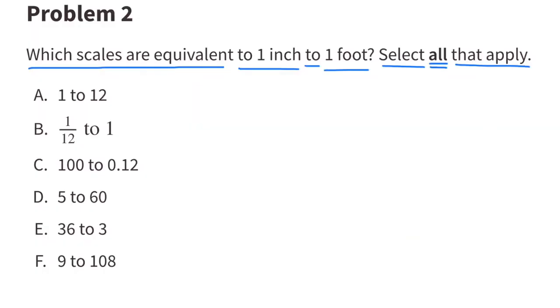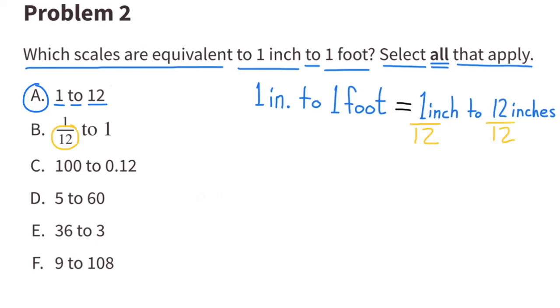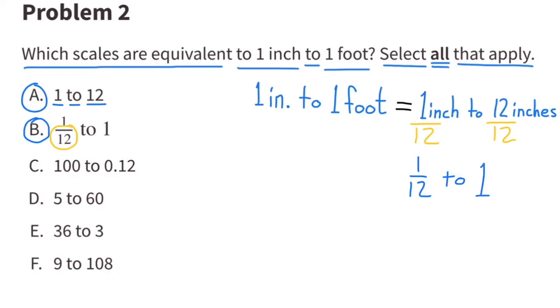Number 2. Which scales are equivalent to 1 inch to 1 foot? Select all that apply. 1 inch to 1 foot is the same as 1 inch to 12 inches. So A, 1 to 12 would be equivalent to 1 inch to 1 foot. 1 inch divided by 12 would be 1/12 of an inch, and 12 inches divided by 12 would be 1 inch, so B is also equivalent.